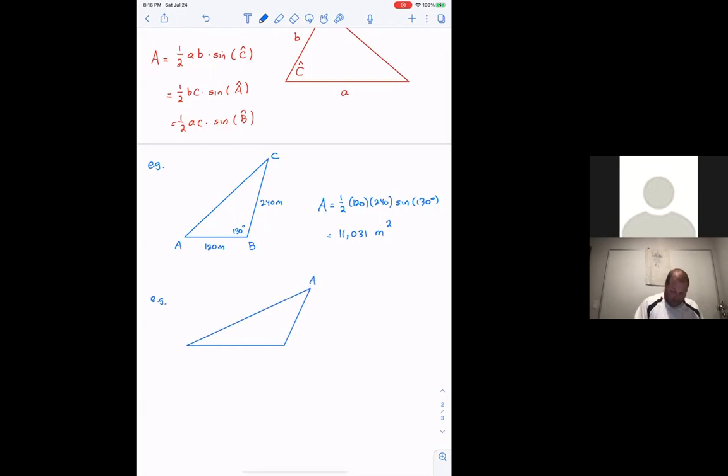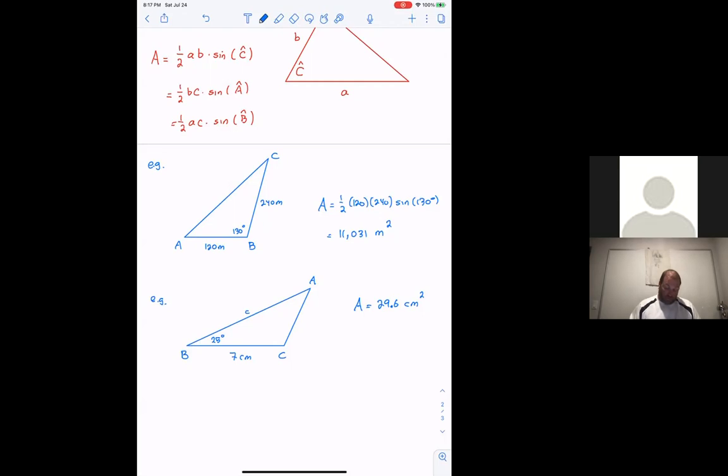And this one's labeled A in the top right, B here, and C there. It says the area is 29.6 square centimeters. B hat is equal to 25 degrees. And BC is equal to 7 centimeters. It says find the length of side AB, which we will call lowercase c. Lowercase c is kind of hard to see, but as long as we know what we're talking about, that's fine.